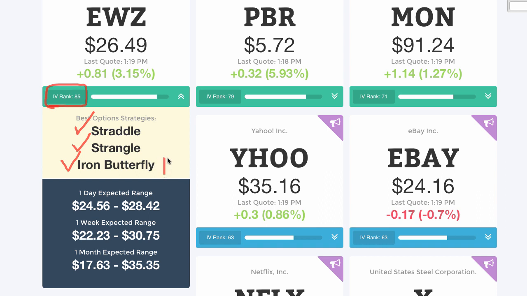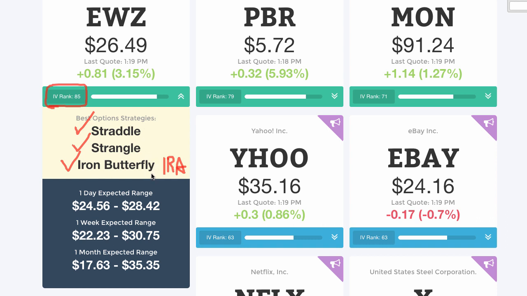It's important to note that we always include an IRA or small account appropriate alternative here. So we will always have 3 different options available. You can do the straddle if you're really aggressive, the strangle if you're a little bit less aggressive, and if you are in an IRA or a small account, you can do the iron butterfly strategy.